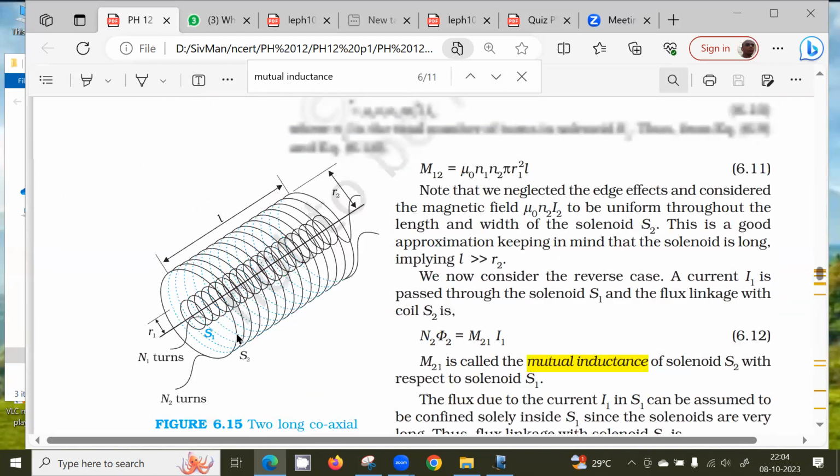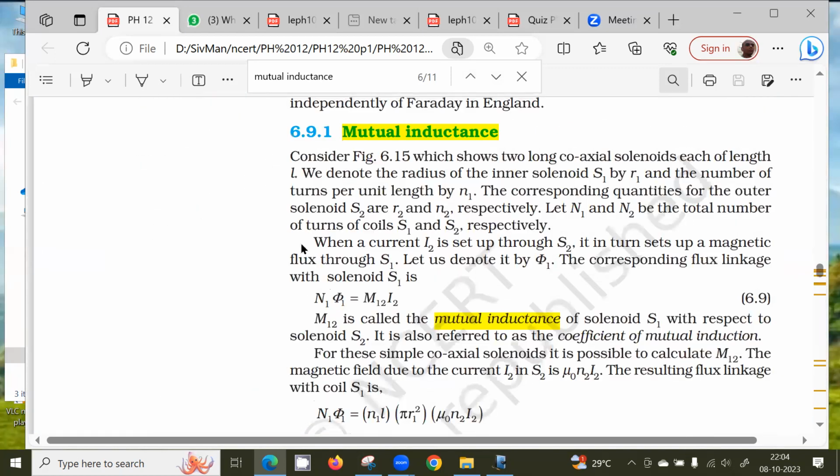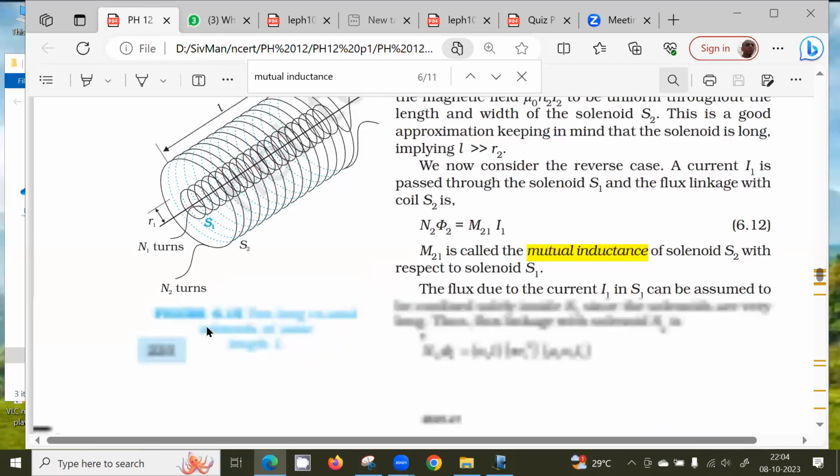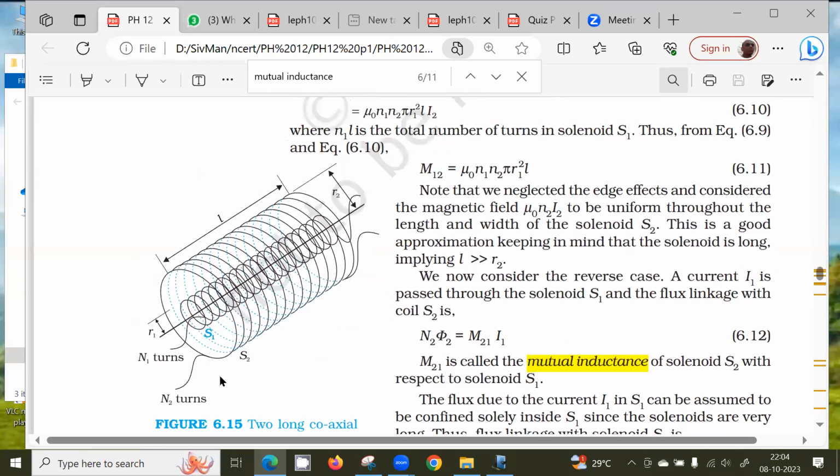See, in mutual inductance, we have two coils. Here they have put S1 and S2. So you pass current in one of them. The input, you can say, is the current, and the output is the induced voltage or EMF in the second coil. But before that, there is one more step, which is the flux linking the second coil. The flux linking the second coil is proportional to the input, which is the current in the first coil, and the constant of proportionality is the mutual inductance.